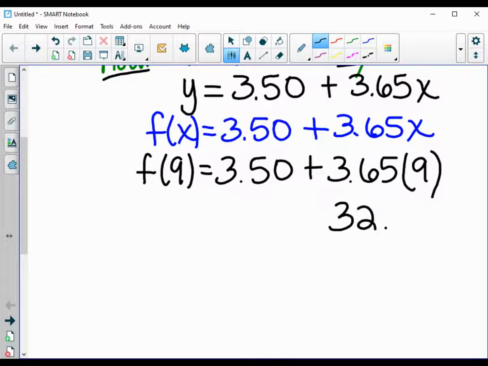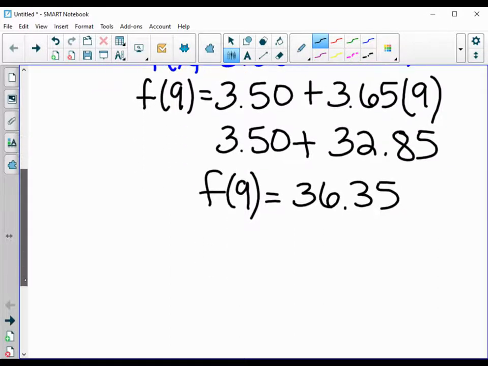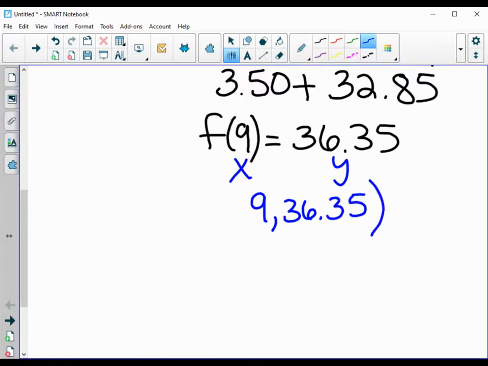That gives you $32.85. And now we're going to add $3.50, which gives you $36.35 for the 9-hour babysitting job. So now if you were to graph this, this is your x, this is your y, so it would be (9, 36.35). And that is the point that you would graph on your coordinate plane.